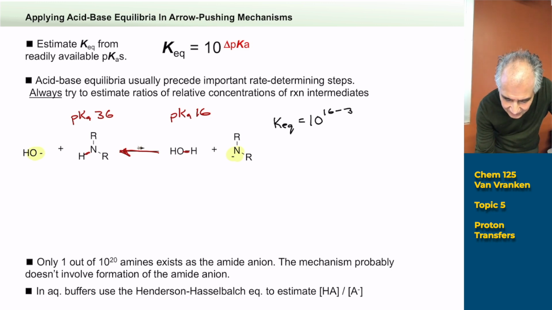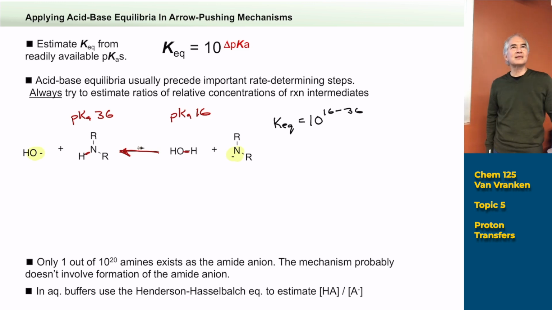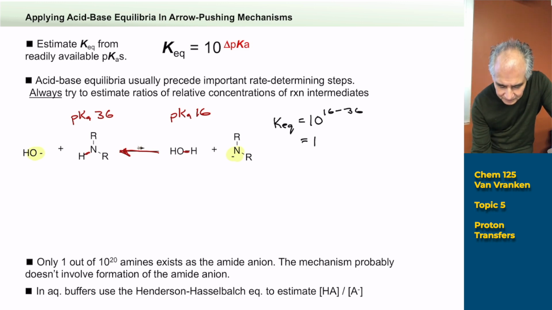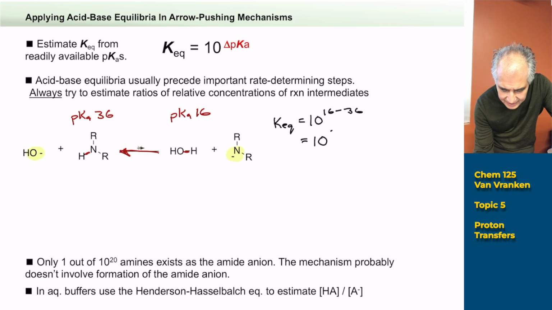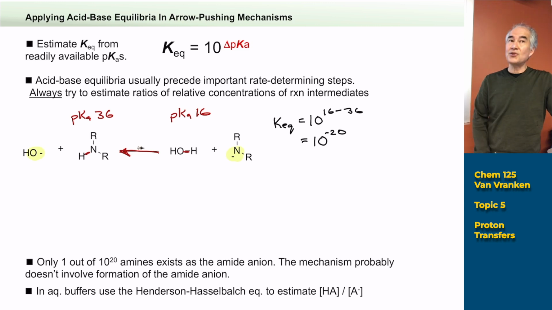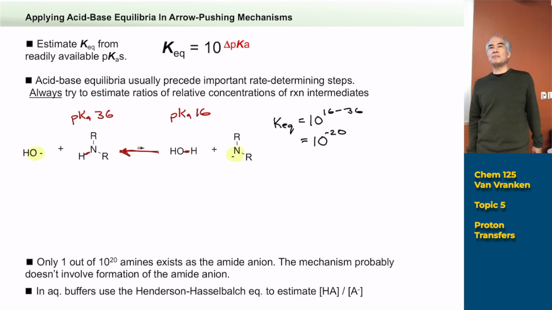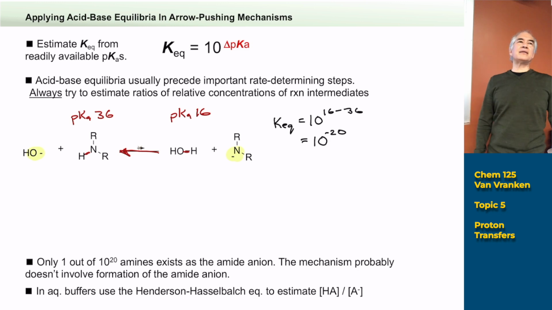products minus reactants. Doesn't that sound familiar? It's like energies of products minus the energies of the reactants. pKa of the product acid minus the pKa of the reactant acid. So that means the equilibrium constant is 10 to the minus 20, right? It favors the starting materials, not by a little, but by a lot. Now, I don't know what to do with 10 to the minus 20. That number doesn't say anything to me.